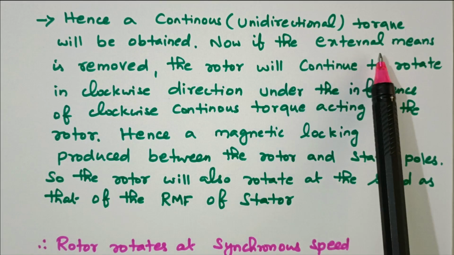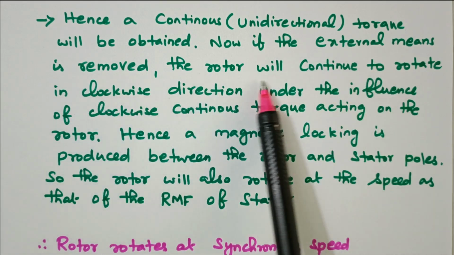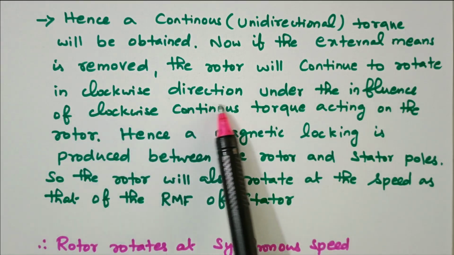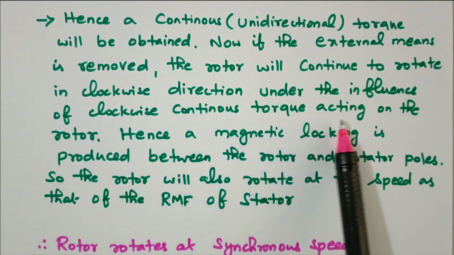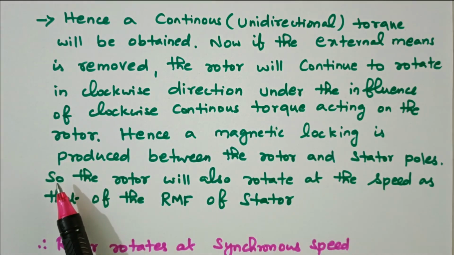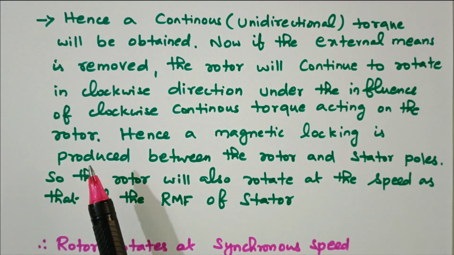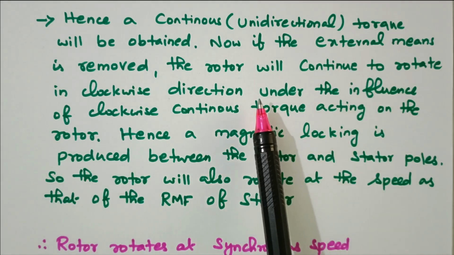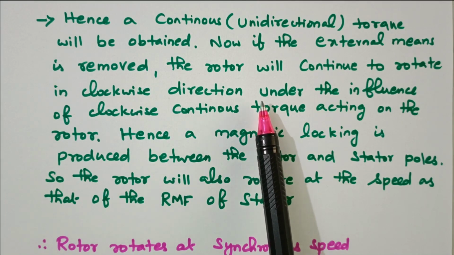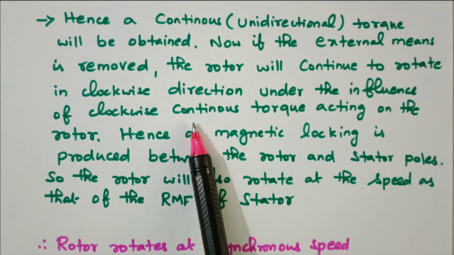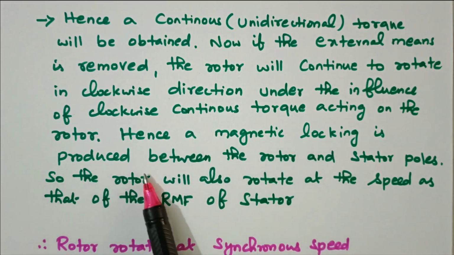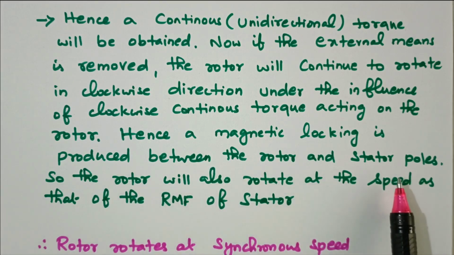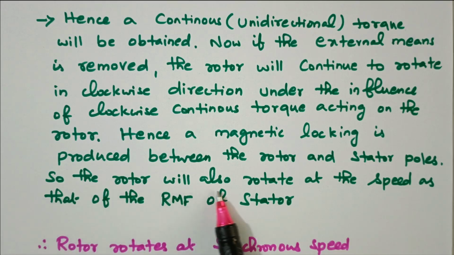Now if the external means is removed, the rotor will continue to rotate in the clockwise direction under the influence of the continuous clockwise torque acting on the rotor. So after a certain speed, the external means is removed, and the rotor keeps on rotating in the clockwise direction with the unidirectional torque. Hence, a magnetic locking is produced between the rotor and stator poles.